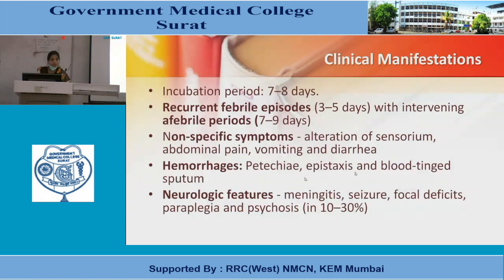Incubation period is 7 to 8 days. Recurrent febrile episodes last 3 to 5 days, with intervening afebrile periods of 7 to 9 days. Non-specific symptoms are alteration of the sensorium, abdominal pain, vomiting and diarrhea. Hemorrhages, petechiae, epistaxis and blood-tinged sputum can be present, and neurological features are meningitis, seizures, focal deficit, paraplegia and psychosis in 10 to 30% of patients.